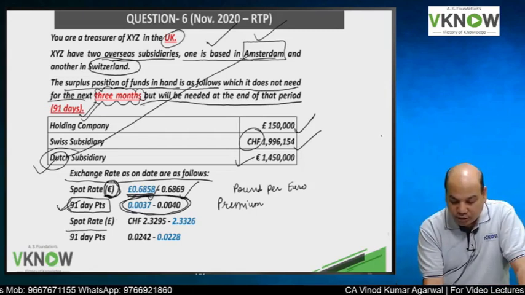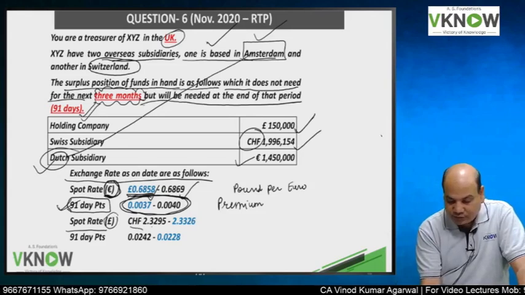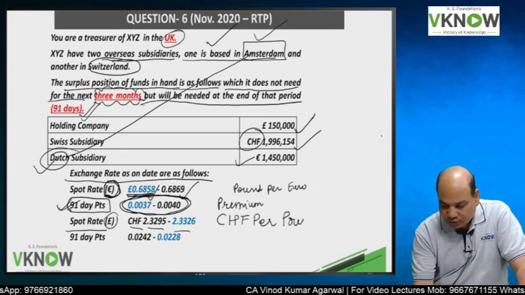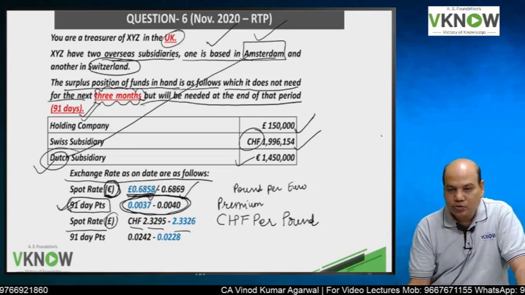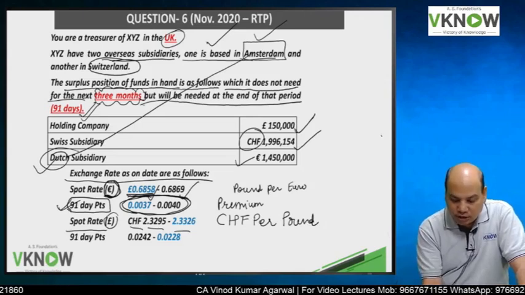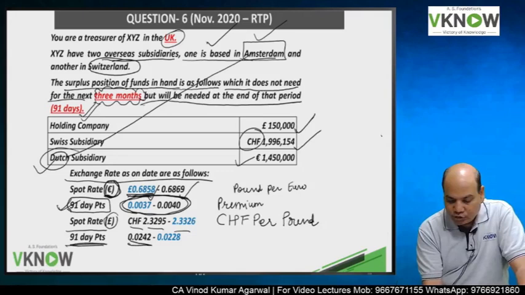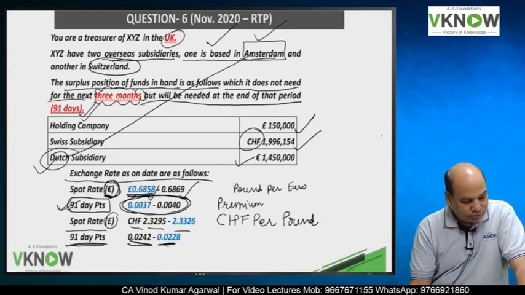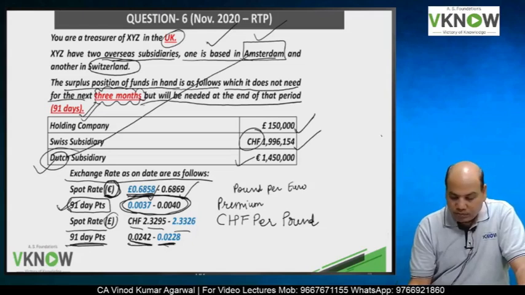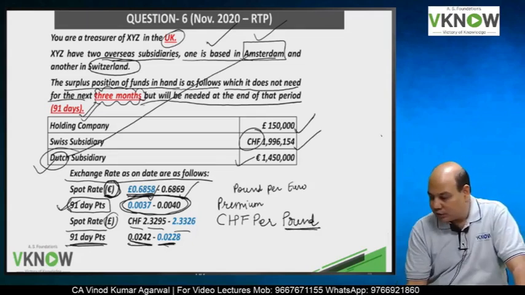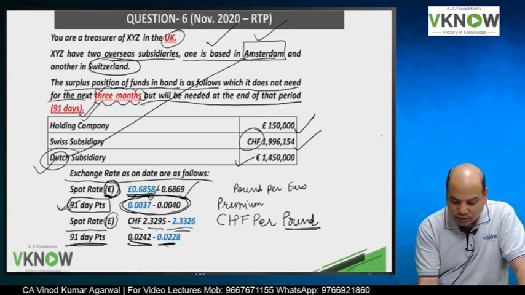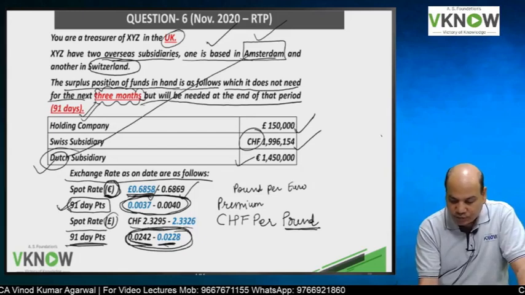Then they have given you the spot rate in brackets, pound, CHF buying rate, selling rate. This you will read as CHF per pound. And the 91-day points are 0.0242, 0.0228. My question is whether pound is at a premium or at a discount. Please reply. Look at these points, look at the swap points.